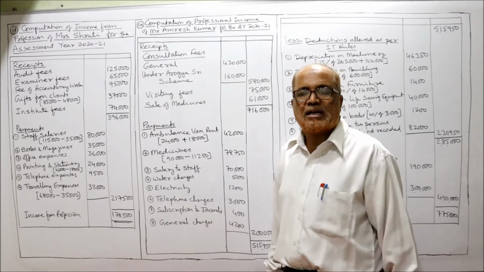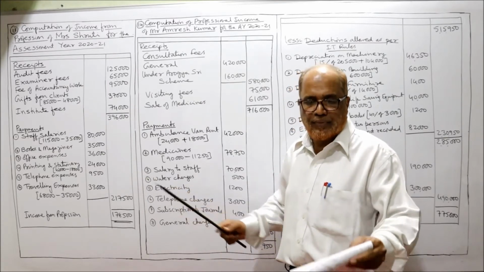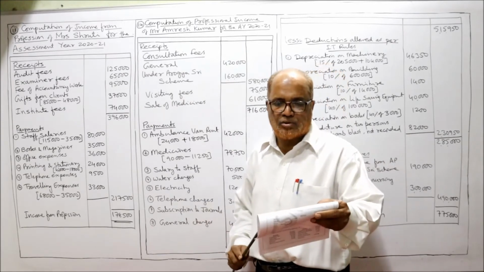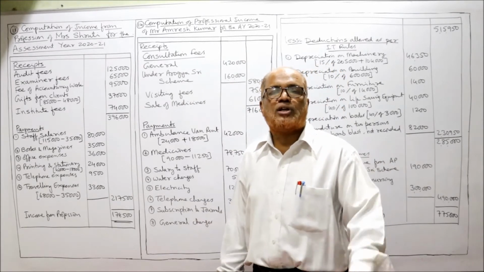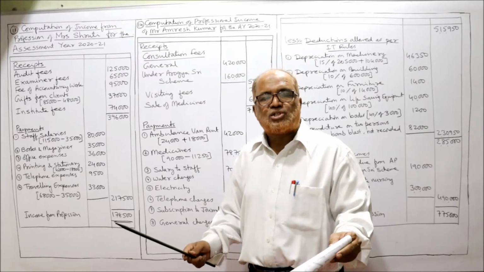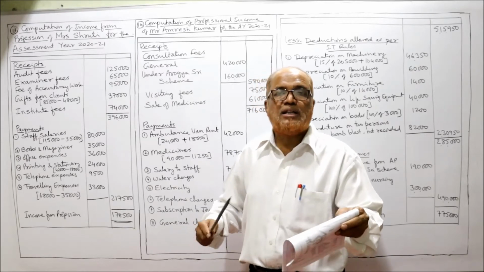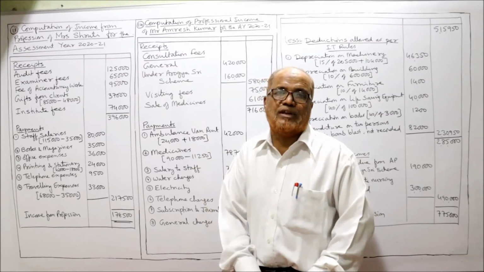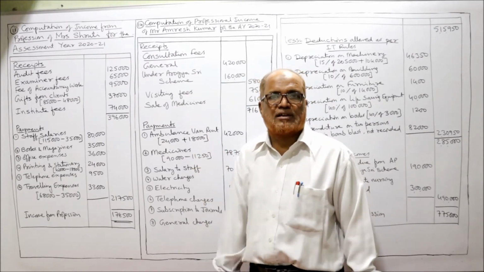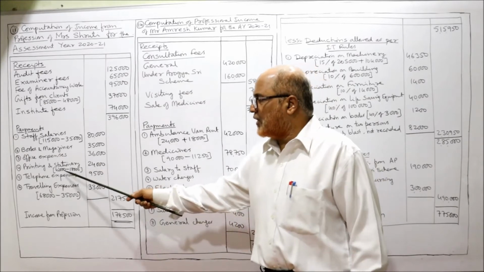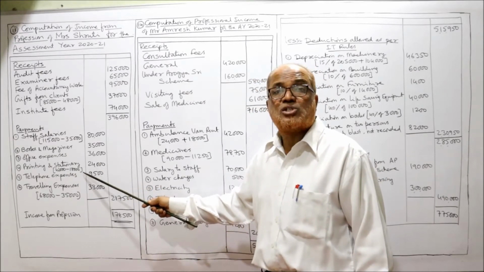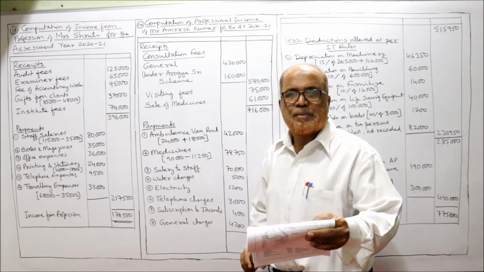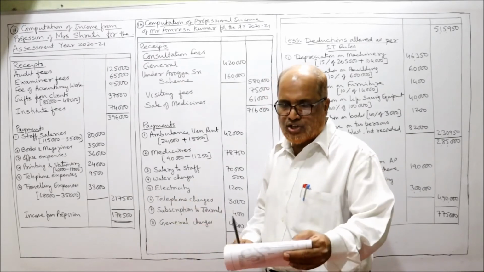Second, books and magazines are allowed as deduction. Then office expenses are fully allowed as deduction, 36,000. Printing and stationery, 42,000, is allowed as deduction, but in the adjustment it is given that there is a stock of stationery left at the end of the year. That stock of stationery will be deducted. The remaining will be allowed: 42,000 minus 18,000, the stock. Then telephone expenses, 9,500, allowed as deduction.